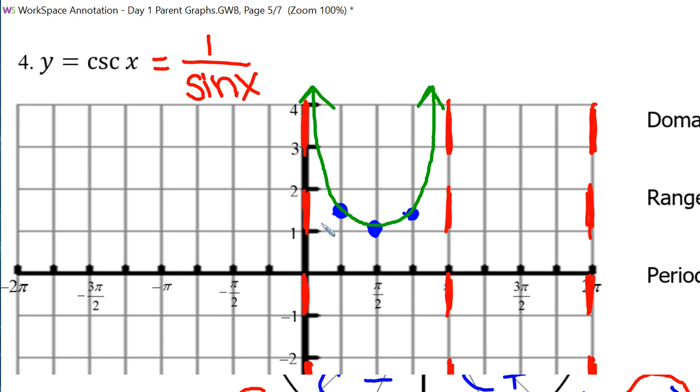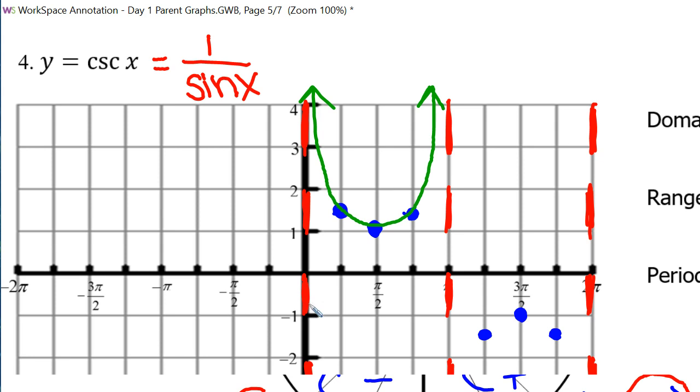Negative 1.4. What was the cosecant for 3 pi over 2? Negative 1. And what was the cosecant for 7 pi over 4? Negative 1.4. And what shape would we have with those 3 points? Cubic or quadratic?